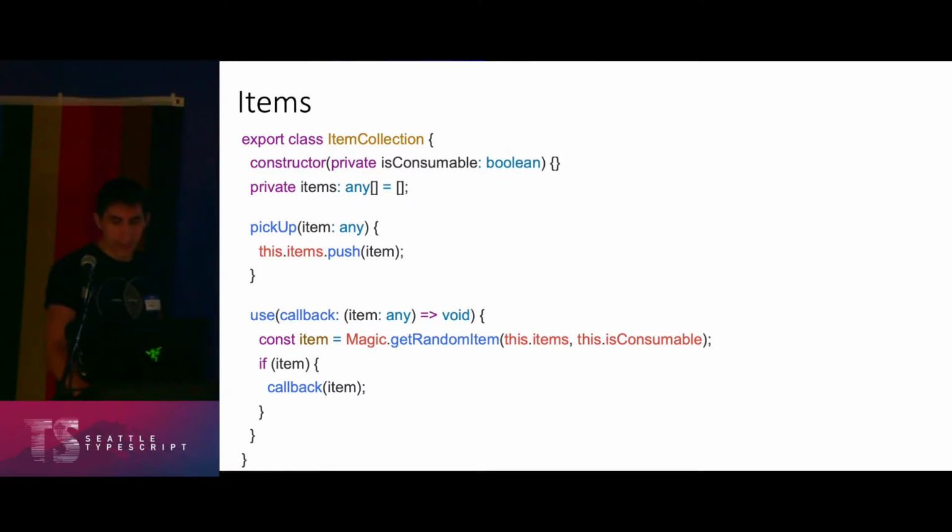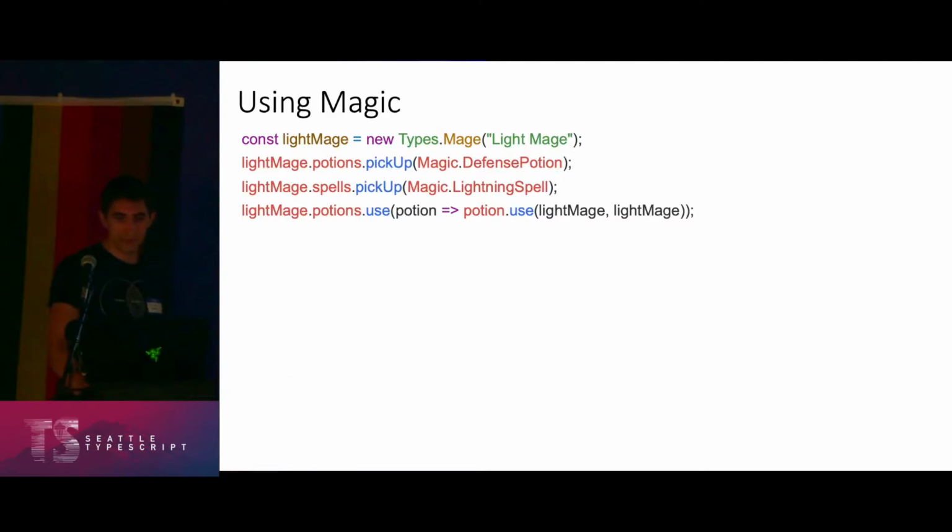So the way the code looks to use these mages then is like this. You just declare a new mage. He's going to be able to pick up spells and pick up potions. And then you've got this slightly ugly callback syntax you have to use the potion.